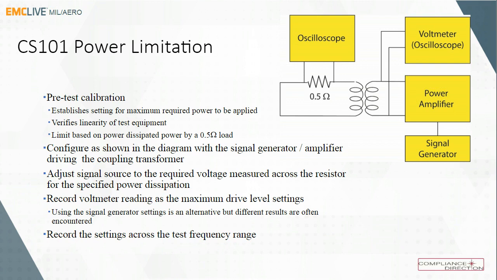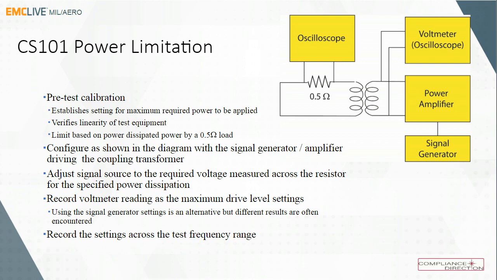And we record what the voltmeter settings were on the output to say that we need to apply at least that much. Record these things as the maximum drive level. Using the signal generator settings is an alternative method, but sometimes, depending on the amplifier performance and feedback from our primary circuit, we end up with different results when we encounter that. So it's kind of a touchy situation. Again, that article discusses it in detail.